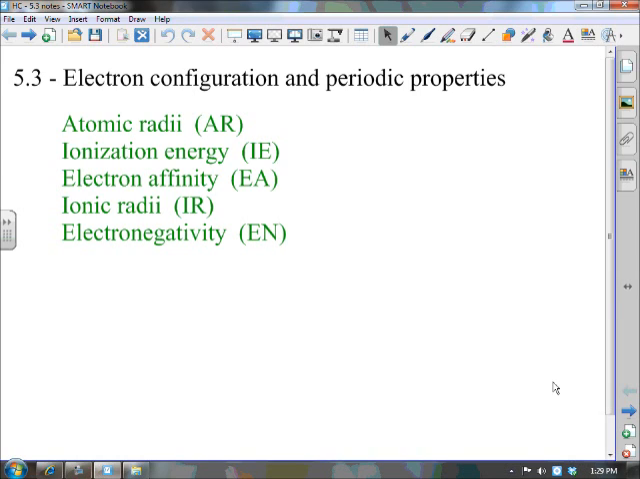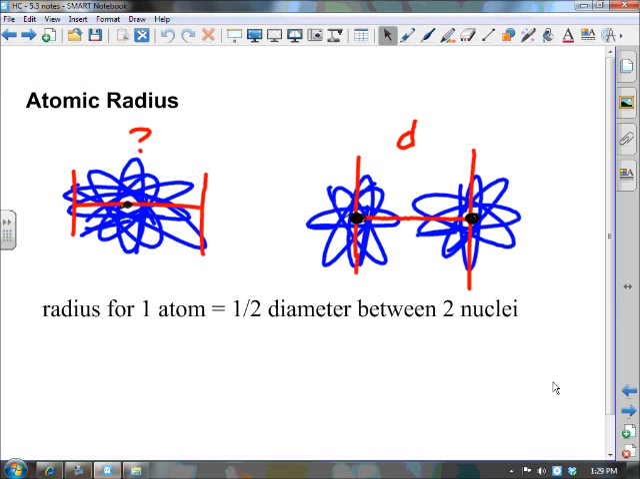So what we'll do in this video is identify each one of these properties, what they mean, also be able to make some predictions in terms of comparisons between elements. The very first one, atomic radii. Simple as it sounds, it's talking about the distance that an atom has for its radius.